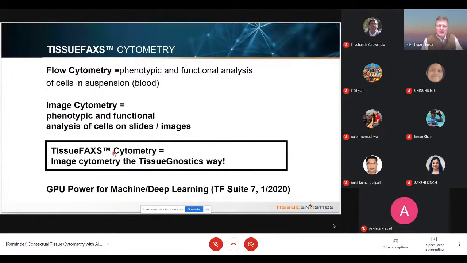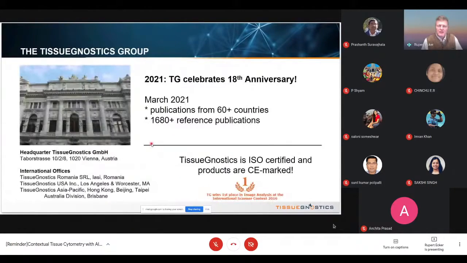This is the instrument and the way image cytometry is offered by TissueGnostics, by my company. So who is TissueGnostics? As was mentioned during the introduction, I'm actually a cell biologist. As part of my PhD thesis, I developed the prototype of TissueFAXS at the Medical University of Vienna. And in 2003, the company was founded. So in 3 weeks from now, we will actually celebrate our 18th anniversary.